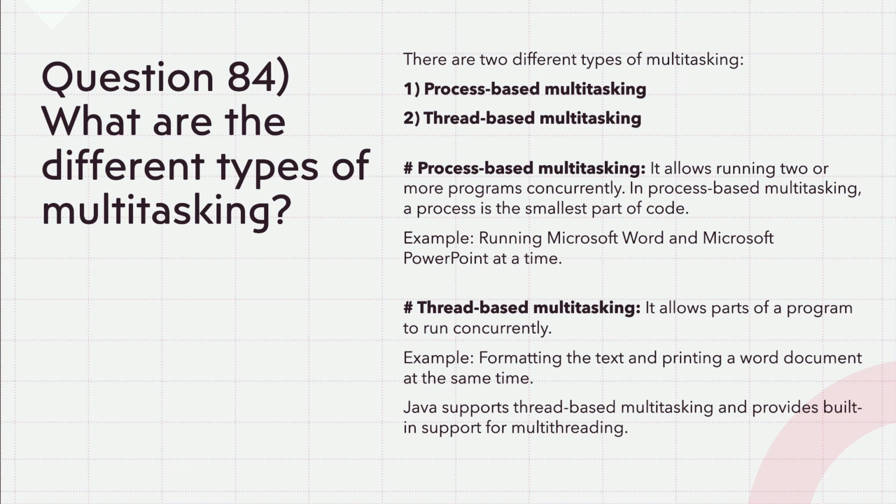Next is thread-based multitasking. It allows parts of a program to run concurrently. Example, formatting the text and printing a Word document at the same time. Java supports thread-based multitasking and provides built-in support for multithreading.